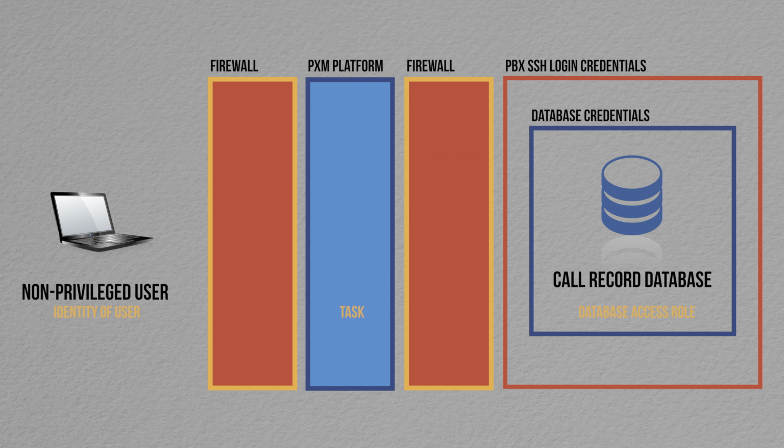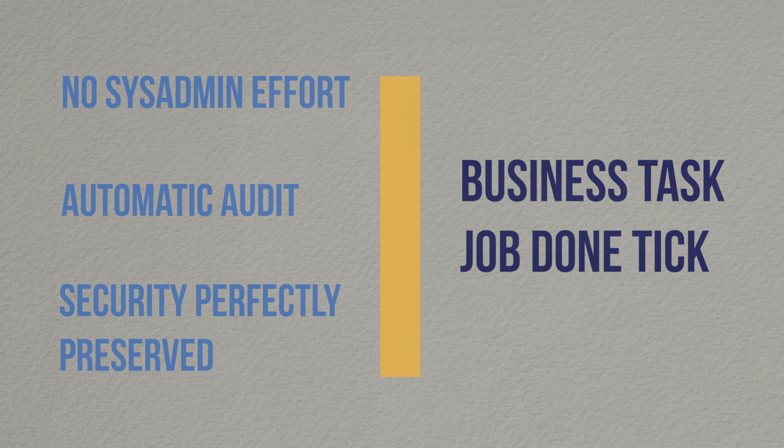What's important is that the results are in the Osirium environment and have been cleared off the PBX system. And remember, the users have been able to issue this task from a network that has no direct access to the PBX system. There you are, moving privileged tasks to the hands of the users that need the results most. No more tedious queries for our sysadmins, the audit is automatic, and the security is perfectly preserved. That's a business task, job done, tick.